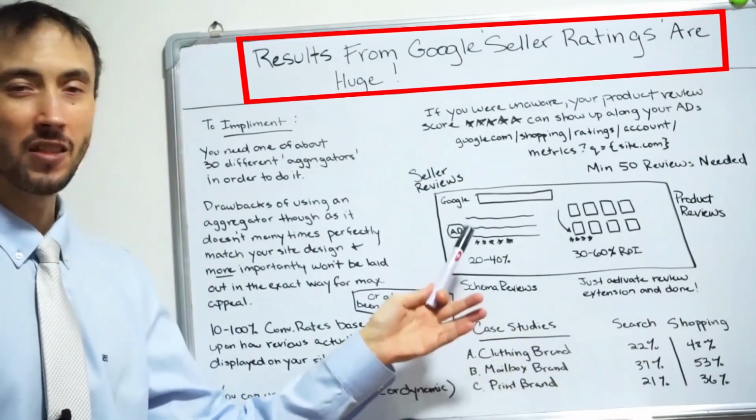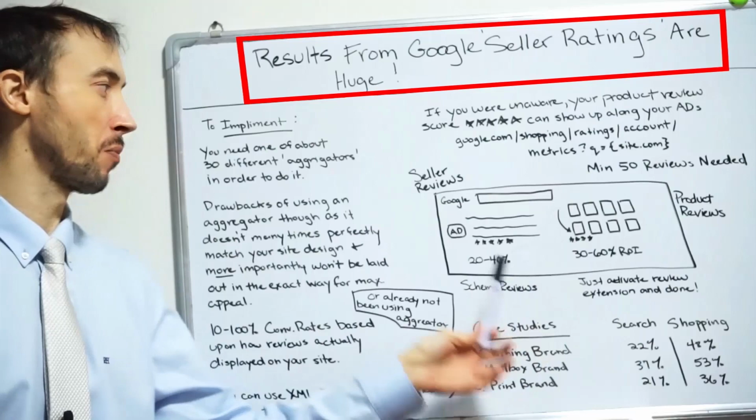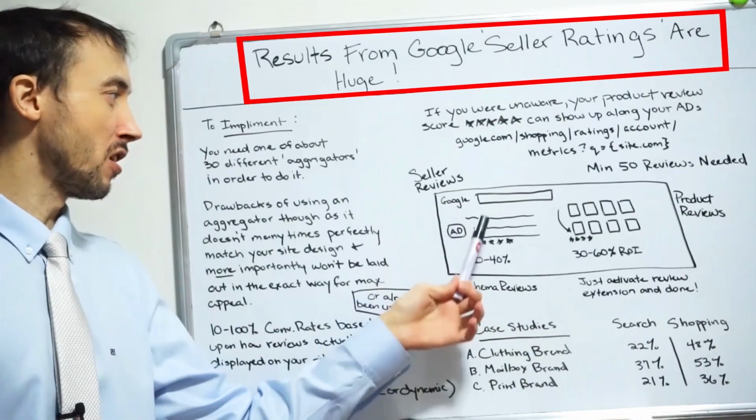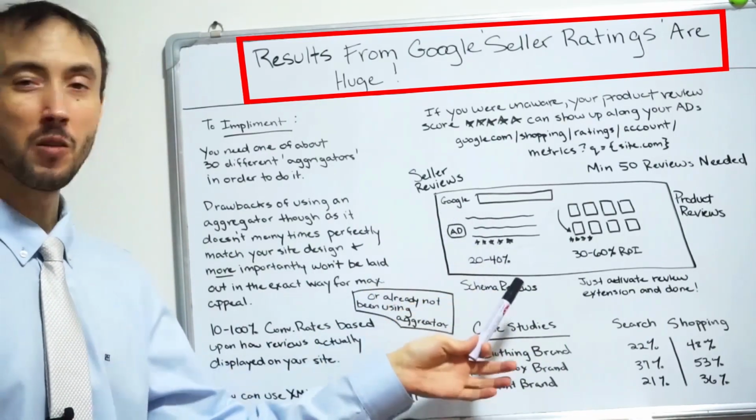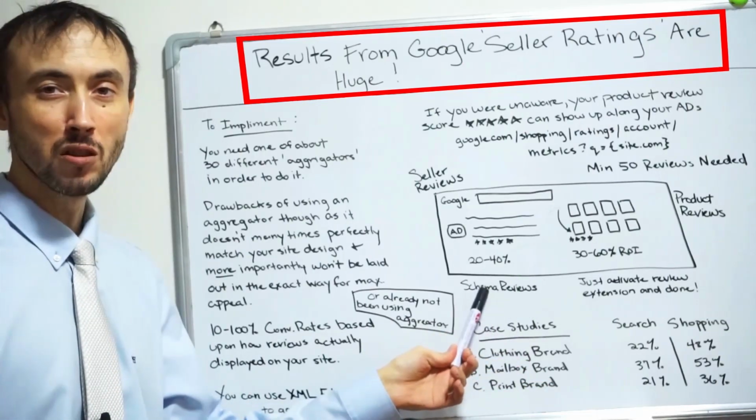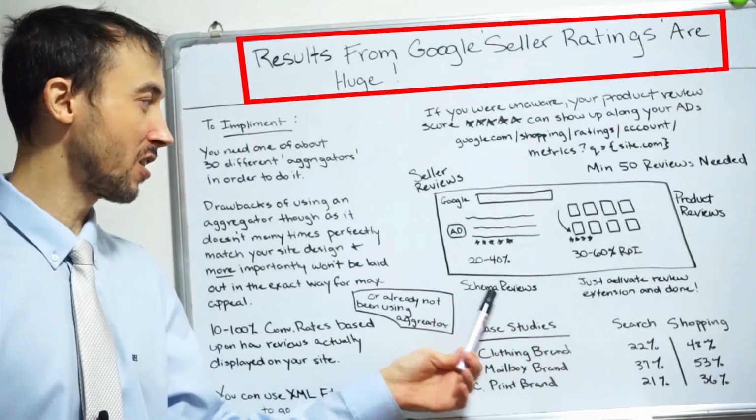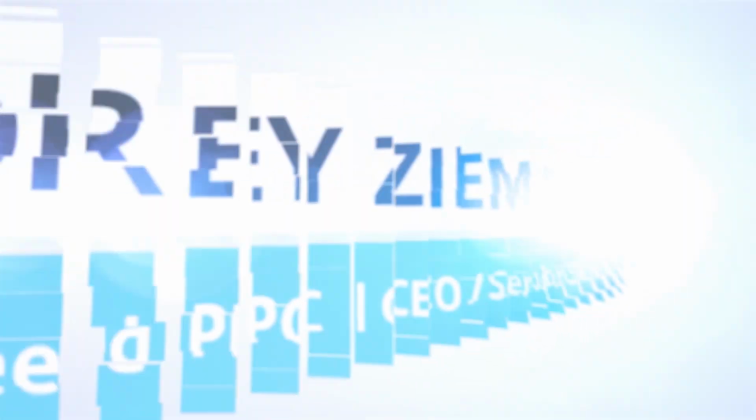So why the stars on the shopping ads are called something different than the stars on the search ads, the text ads, I don't know. That's just the way that it is. There are also stars on the organic listings, which are called schema reviews, something else.